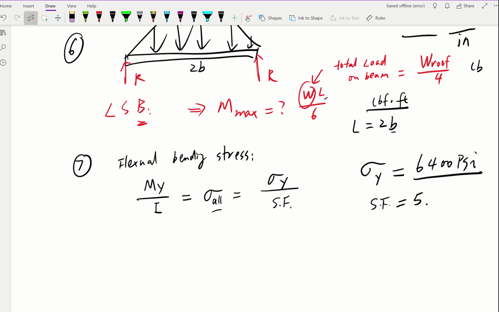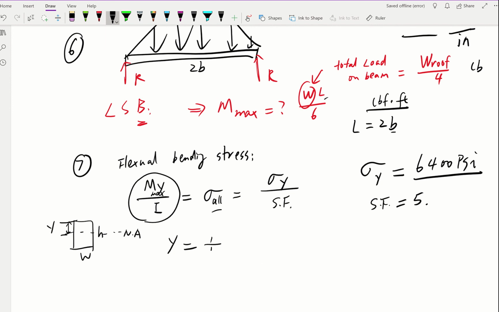So the right-hand side of the equation is known. Now let's look at the left-hand side. M, that's going to be your maximum bending moment, which you just calculated in step 6. And your y is going to be the neutral axis distance to the top edge or bottom edge, right? Because it's symmetric, the top edge is going to have what? Compression, and the bottom is going to experience maximum tension, right? But they also have the same y. y here is going to be half H.